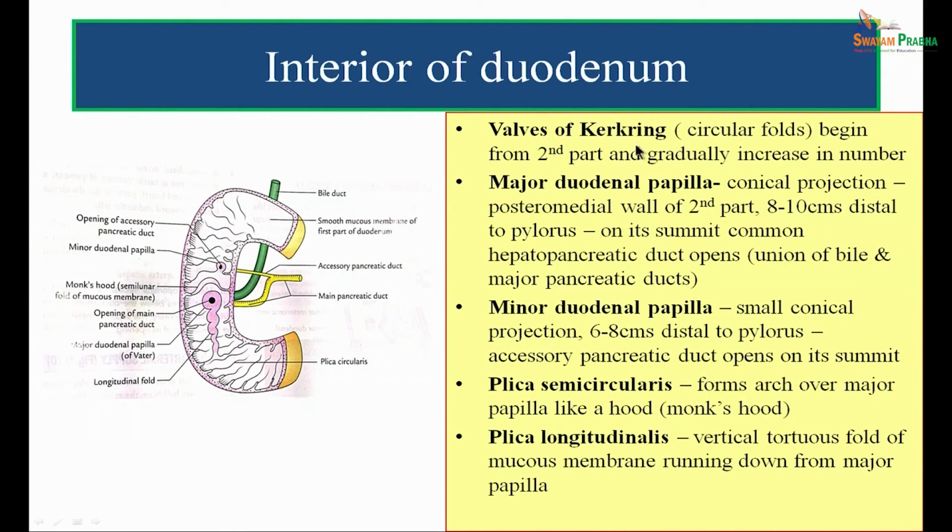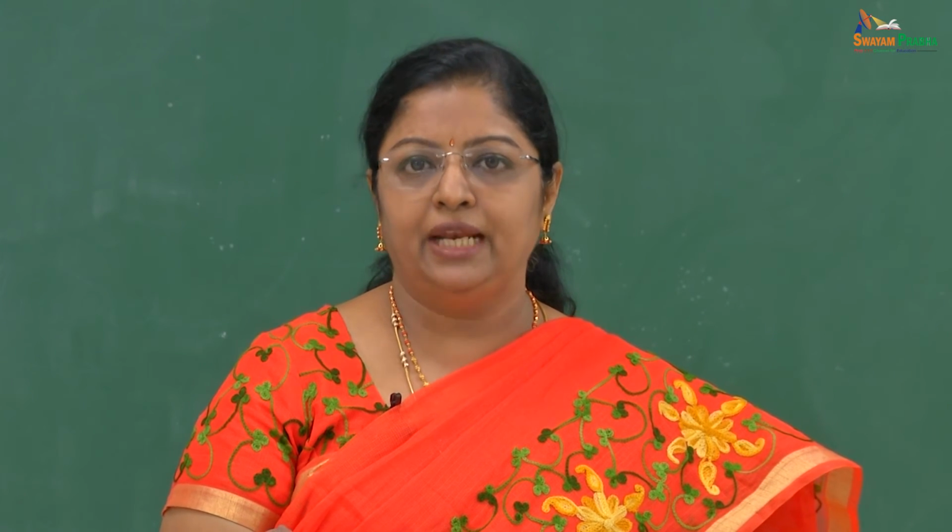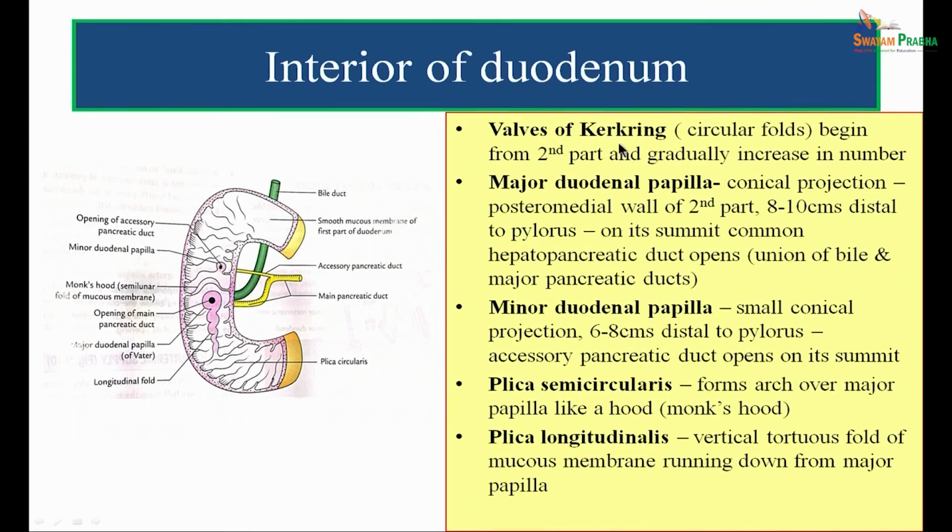These valves of Kerckring are circular mucosal folds which serve to increase the surface area of the small intestine available for absorption. So, to enhance the absorption, you need to increase the surface area. One of the factors which increase the surface area available for absorption is the valves of Kerckring. These valves are characteristically absent in the first part of the duodenum because the first part bears similar features to the stomach.